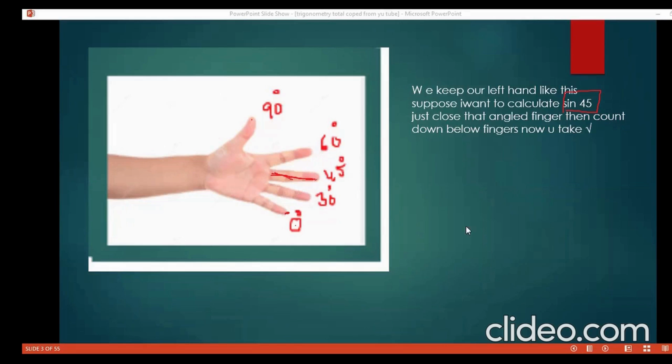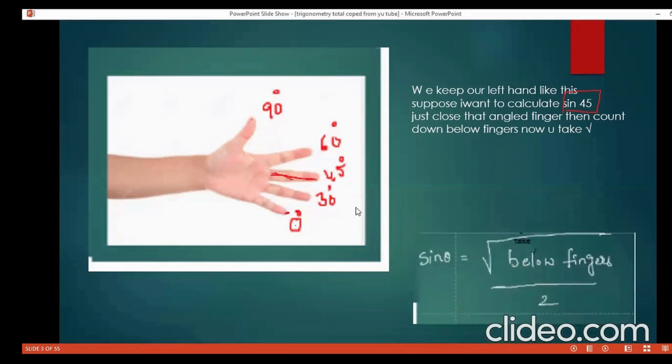So for that, I close the middle finger, right? After closing the middle finger, sine theta is equal to the square root of below fingers upon 2. How many below fingers are there here? 1 and 2, right? So root 2 upon 2, that is root 2 by root 2 whole square. Square and root cancel, so 1 upon root 2. This is the value of sine 45.